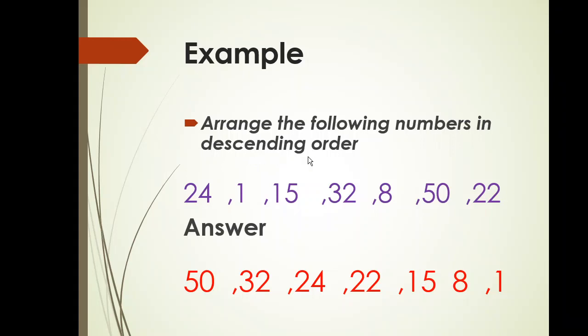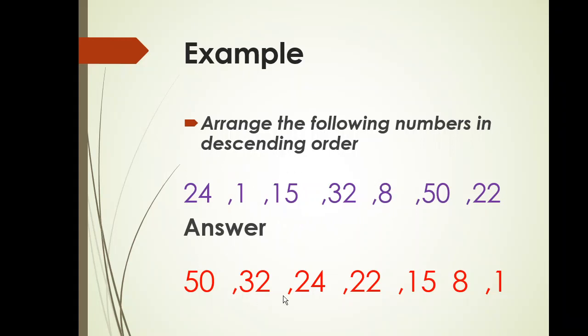So, we said already that descending order, we start with the largest number to the smallest number. So, here we start with the largest number, which is 50. And then we move on to 32. And then we move to 24. And then we move to 22. And then 15, 8, and 1.